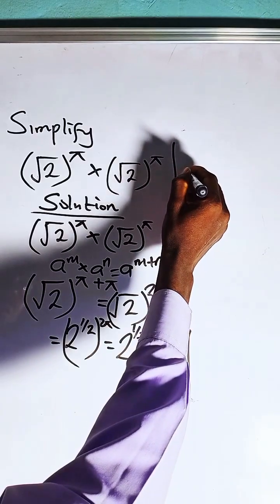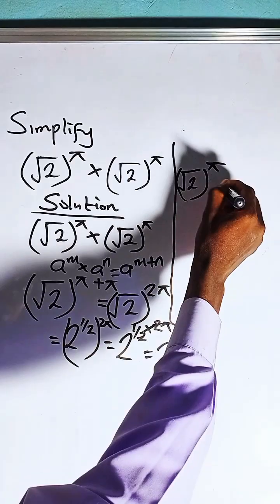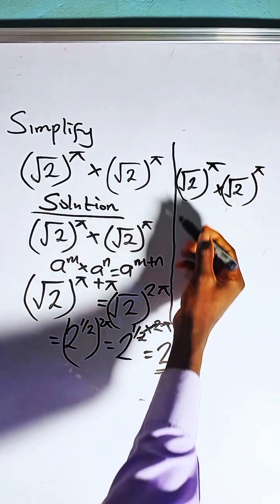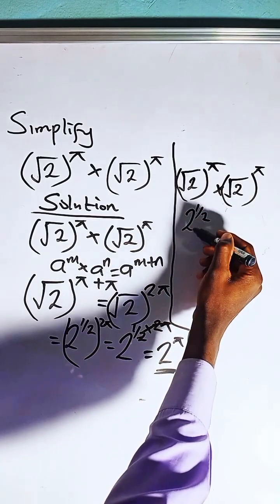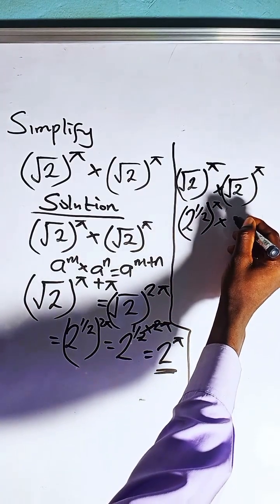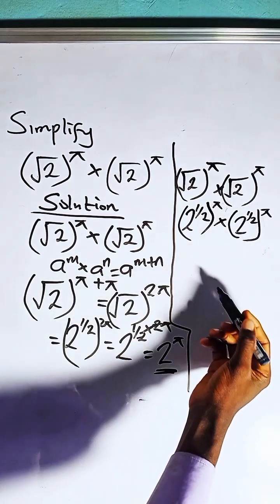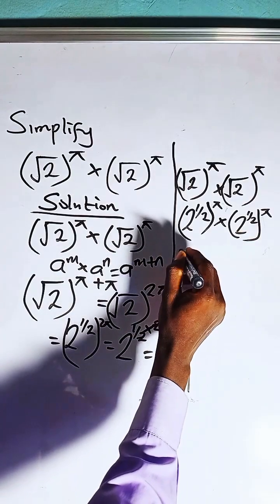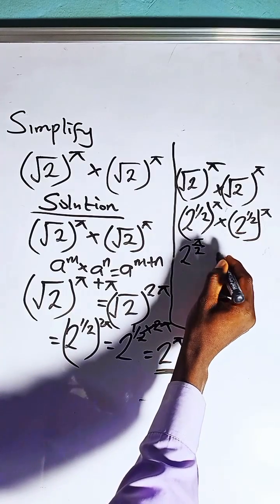So we have root 2 raised to power pi, times root 2 raised to power pi. When we convert this to exponents, we have 2 raised to power half, raised to power pi, times the same thing, 2 raised to power half, raised to the power pi. When we apply the exponent rule, this multiplies this, so we have pi over 2.